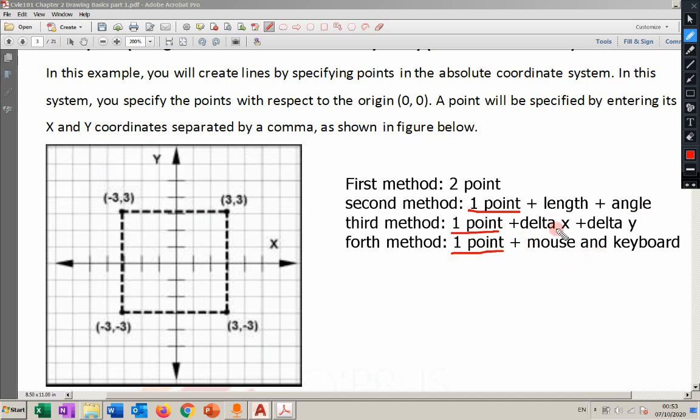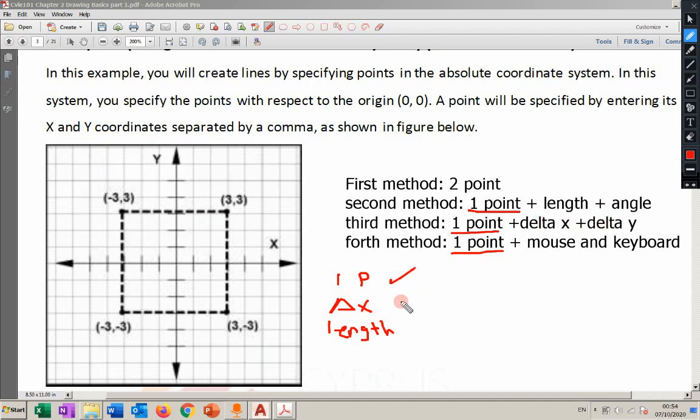Let's say you have 1 point, you have delta x, and you have length. It's not enough, yes? Is it enough to draw the line? I mean, within those 3 pieces of information, it will not fall within any of the categories. 1 point I have, delta x I have, but I need delta y. So I have to find delta y.